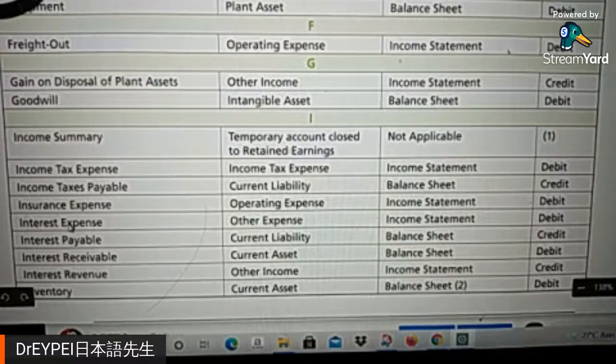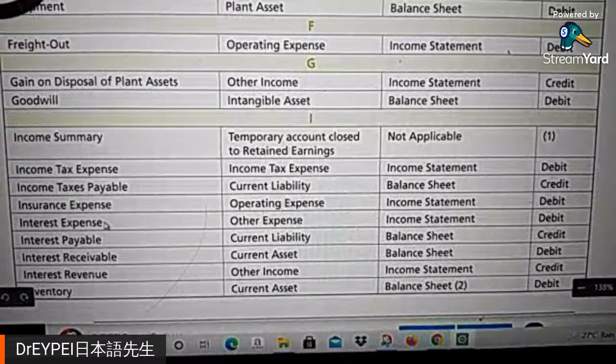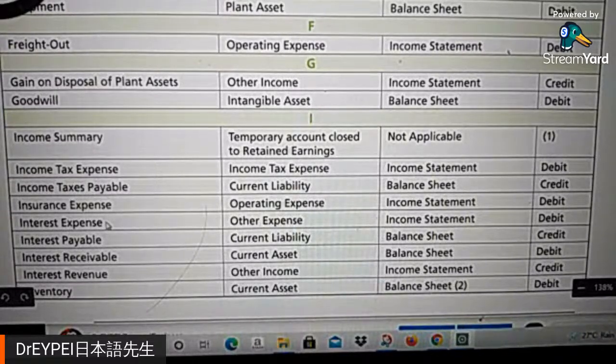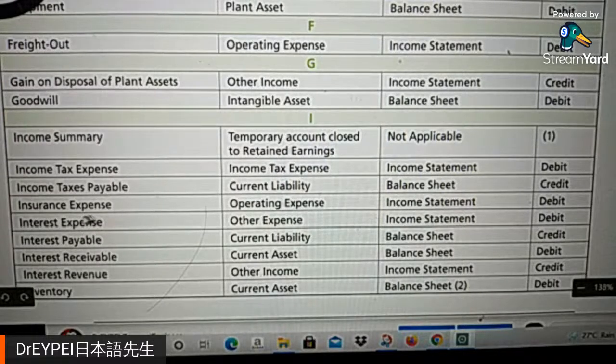The name of the account is interest expense. What do we mean by interest expense? It is an interest expense if you are the bank. From the point of view of the bank, you will pay the interest to the depositor. So you will not gain anything, and instead you will pay out the depositor. So that is an expense.